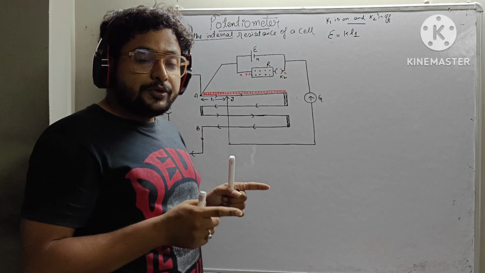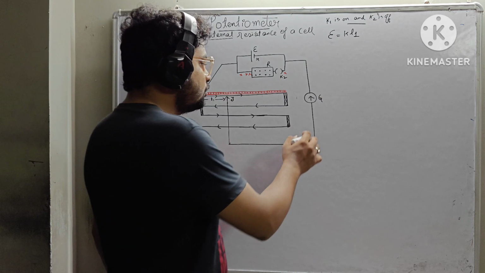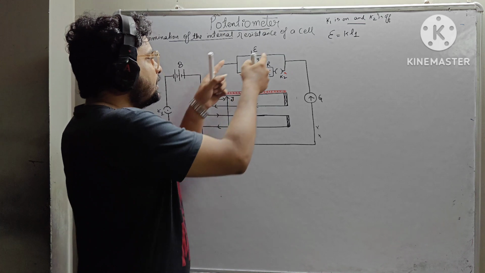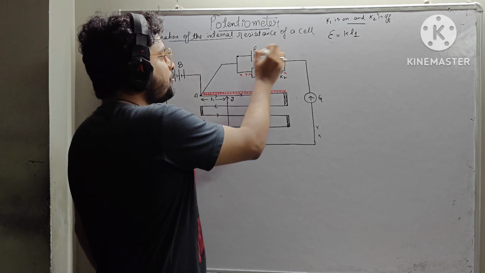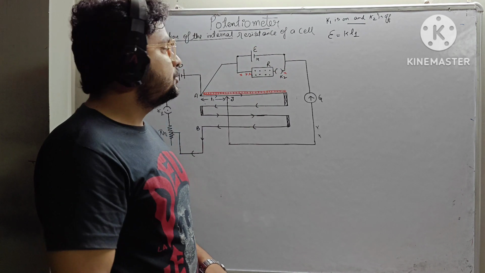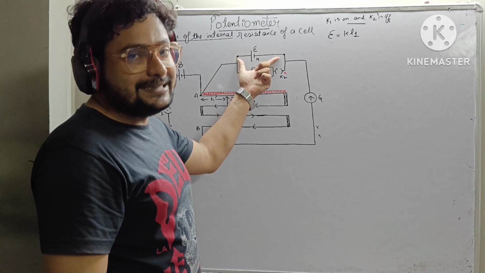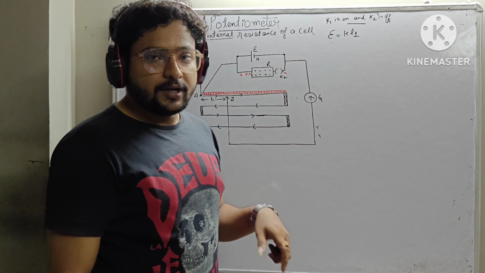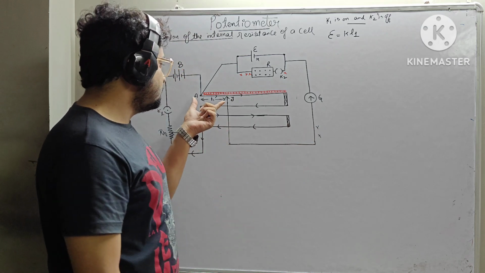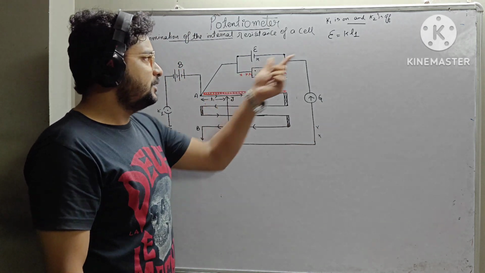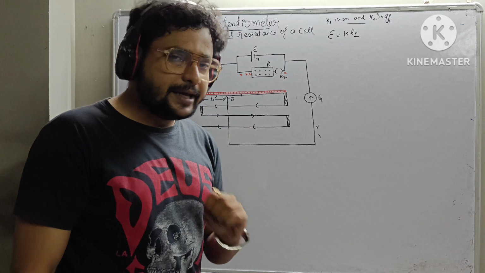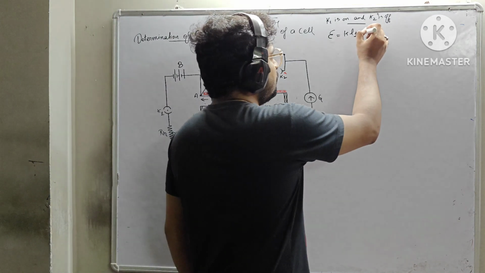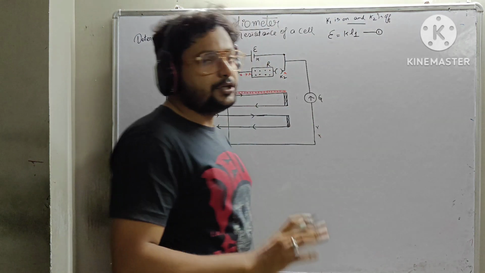Now when will the galvanometer show you zero deflection, the null point? That means no current will flow through this branch, when the potential difference between these 2 points and the potential difference between these 2 points are the same. Now we know the potential difference between these 2 points is the EMF of the cell. So the EMF of the cell will be K into L1, and in the previous videos I have already told that the potential difference between these 2 points will be K into L1. K is the potential difference per unit length. So we got the EMF of the cell, K into L1.